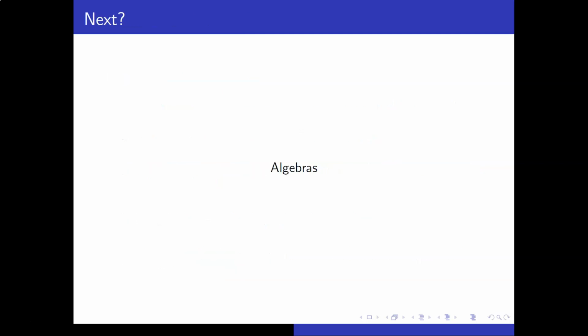All right, that does indeed bring us to the end of fields. I promise I'm not lying this time. And next we're going to start talking about what are called algebras.